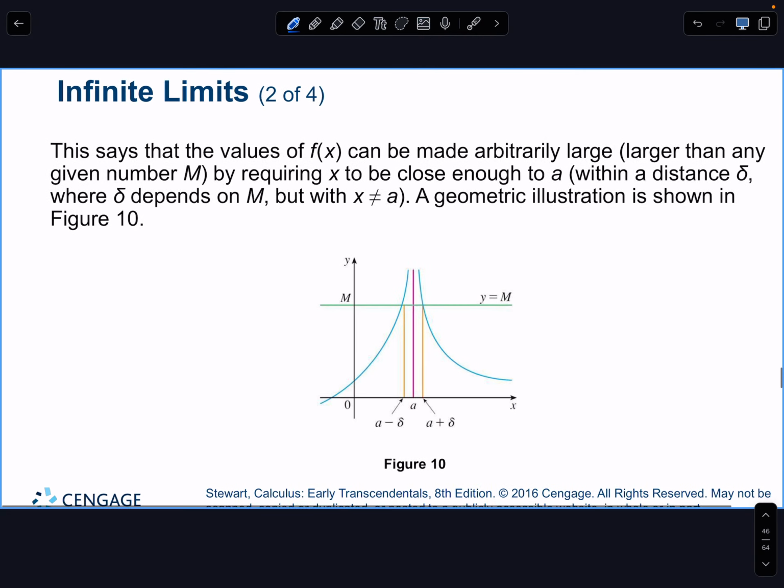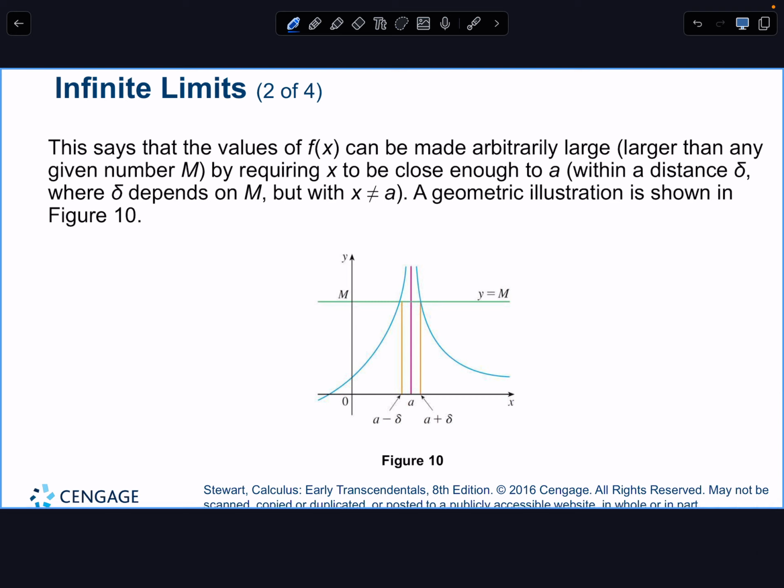And here's the example. If I can get an x value within those yellow lines, then the function value will be above that number m, and I can keep just squeezing it in, and the function value will just be higher and higher and higher. So that's what it means to go to infinity. It means any number that you can think of, 1,000,000, 1 billion, 1 trillion, I can always make the function go higher than that, always, by choosing an x value that's closer to a, closer and closer and closer. And that's what it means to go to infinity.